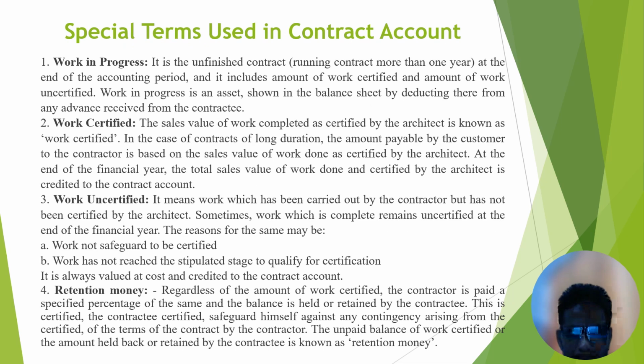Now after that, under this contract account, when we prepare the contract account, here we have some important terms. These are special terms especially used in contract account. The first one is work in progress. Suppose our contract work is running more than 1 year, then we have to calculate profit every year. For the profit calculation purpose, here we prepare contract account and mention work in progress.